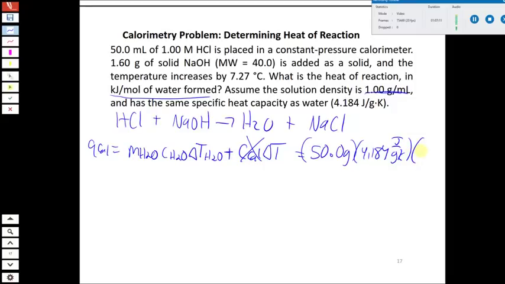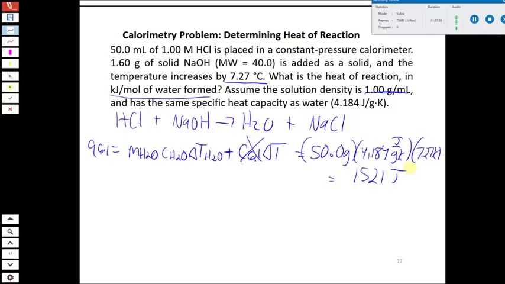And we're telling you directly in this problem that the temperature increases by 7.27 degrees Celsius, which means that the delta T is plus 7.27. So if we're telling you directly how much the temperature changes, you don't have to calculate delta T. That's provided for us directly. So 7.27. So this time we have 1521 joules of heat absorbed by the calorimeter, absorbed by the water in the calorimeter.